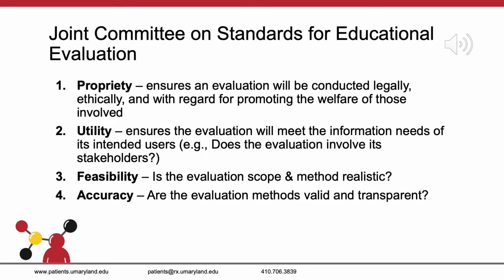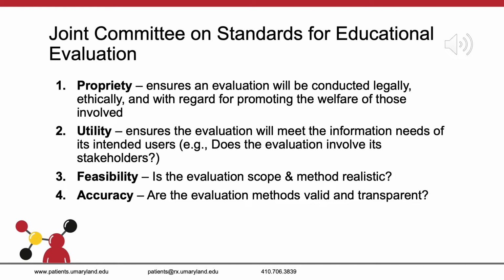There's also a joint committee on standards for educational evaluation that we can learn from. From this joint committee, they recommend that standards include propriety, utility, feasibility, and accuracy. So what does that mean? Propriety standards focus on ensuring that an evaluation is going to be conducted legally, ethically, and with regard to promoting the welfare of those involved or affected by the program evaluation.